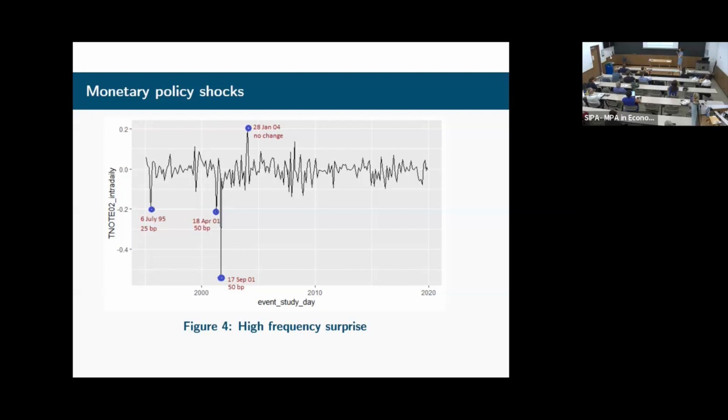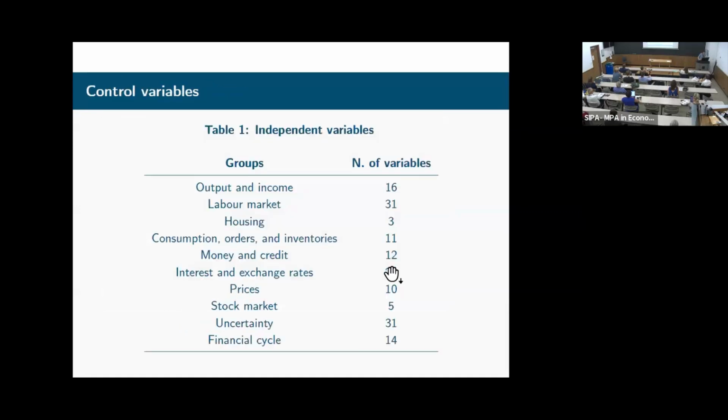Here, for example, on 28th of January 2004, there was no change in the actual rates, but there was a change in the narrative. They dropped the term that the FOMC will be patient to remove its accommodative policy. They dropped the word patient, and markets priced this as a positive surprise. So it's understood as a tightening shock by the markets. This is how our shock looks like.